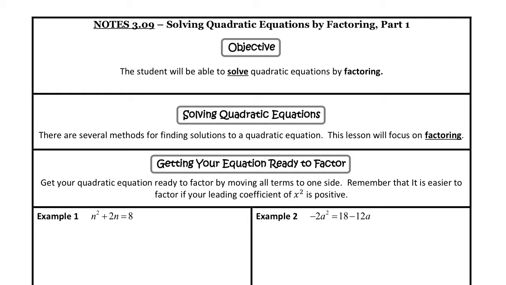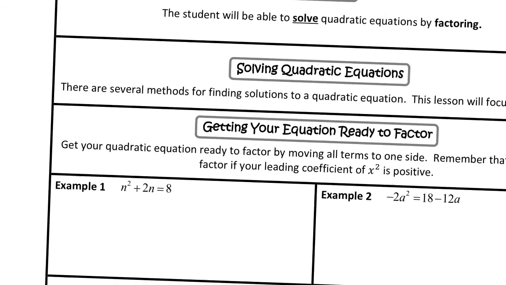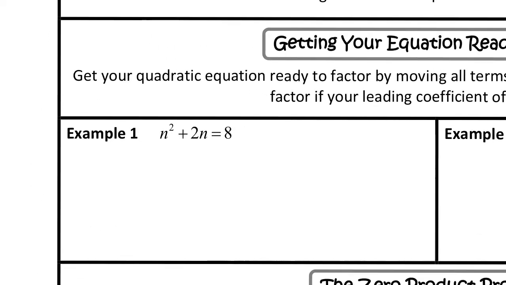So let's look at example 1. And I'm gonna zoom in here just so I have space to write it out. So we're going to move all the terms to one side. In this case, I have n squared and plus 2n on the left side. If I have two terms on the left and one on the right, then it's easier for me to move the 8 to the other side.